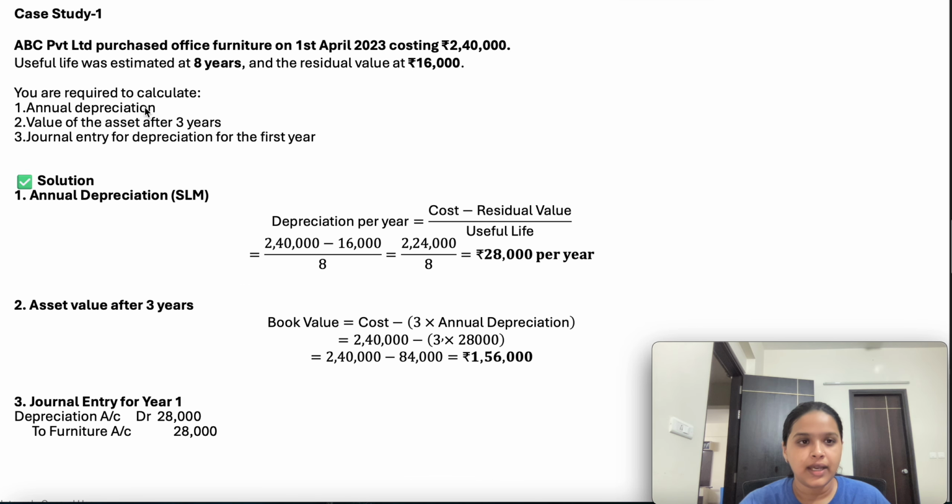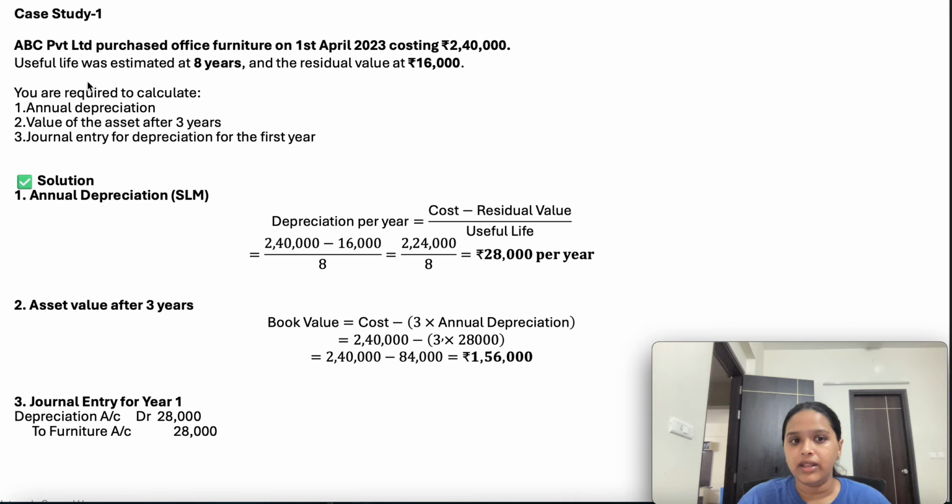Case study first. ABC Private Limited purchased office furniture on 1st April 2023 costing 2,40,000. It means they have purchased furniture which cost around 2,40,000. Useful life was 8 years and the residual value is 16,000. So what they need, you are required to calculate the annual depreciation, value of the asset and journal entry.